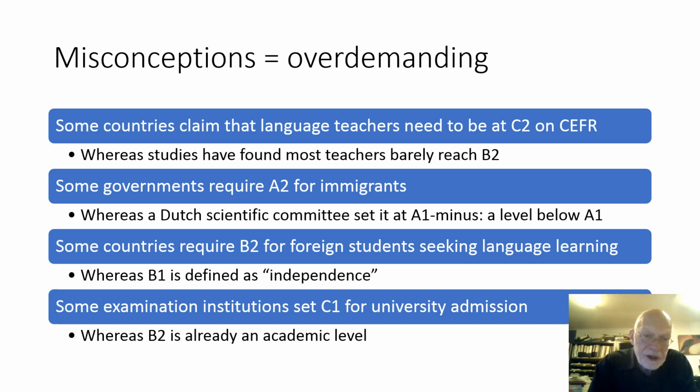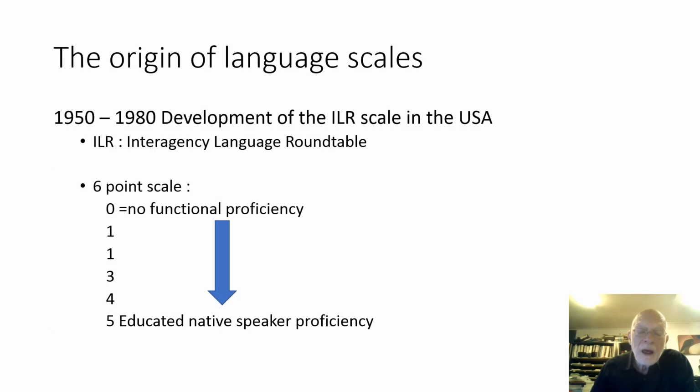Some examination institutions set C1 for university admission, whereas B2 is already an academic level. So what we see is that there are a lot of over-demanding requirements from governments, universities, institutions.